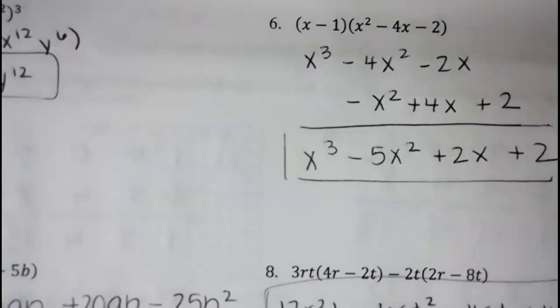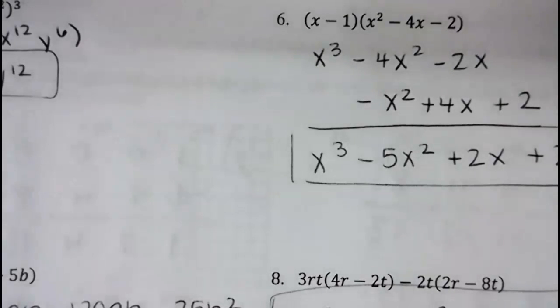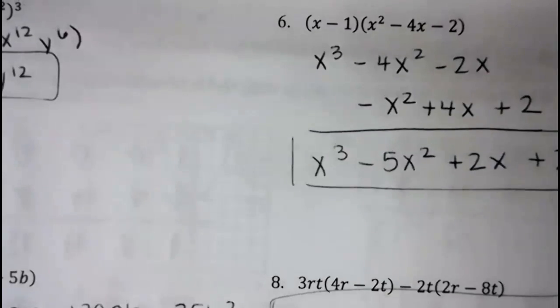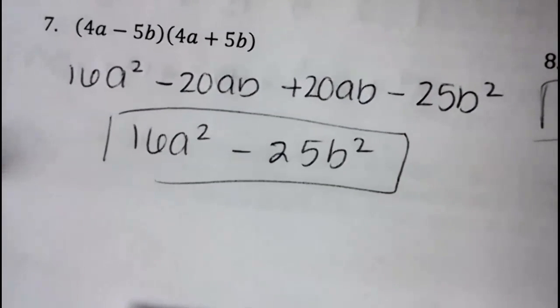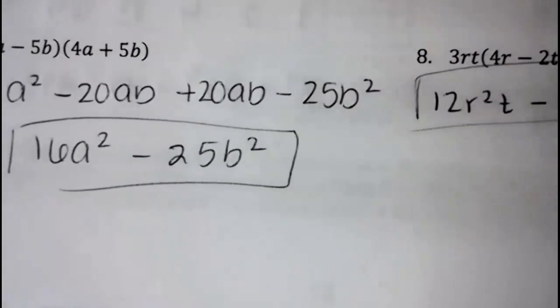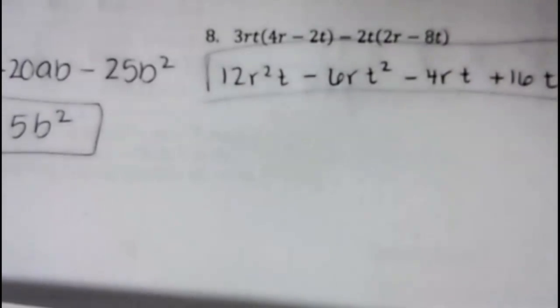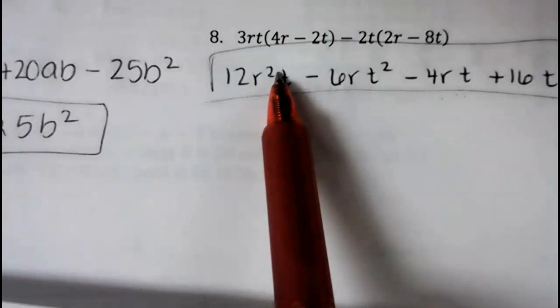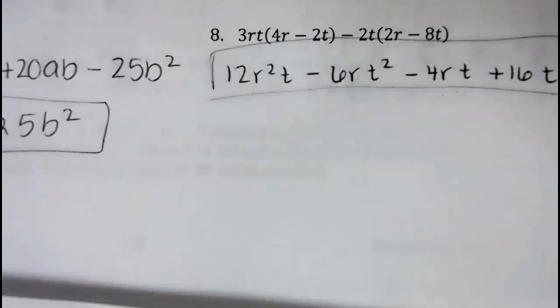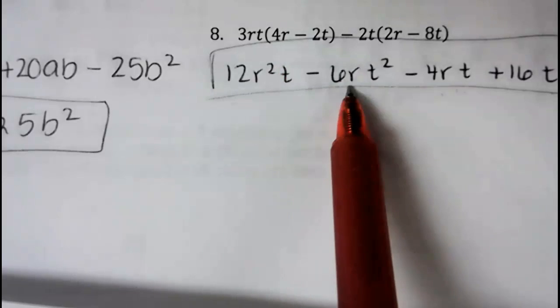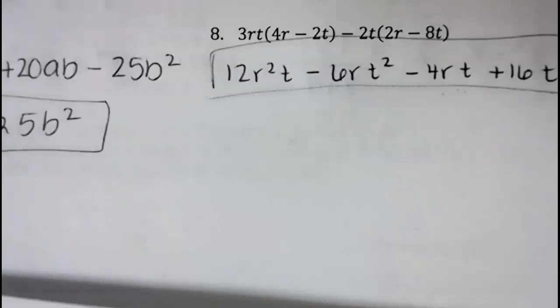Okay, and then number 6. Number 6 is a multiplication using distributive or box, because now you have to take FOIL one step further and do first, middle, last. Okay, 7 was a FOIL problem. And 8 was distributive, and then there were no like terms, because the only way to be like terms is to have the same power for each. So we have r squared and t, or r and t squared, but never anything the same.